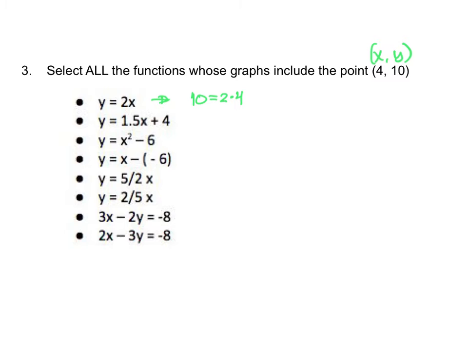So 10 equals 2 times 4. What is 2 times 4? That is 8. So do both sides of this equal? They do not. Is this going to be an answer? No. Let's keep on going.